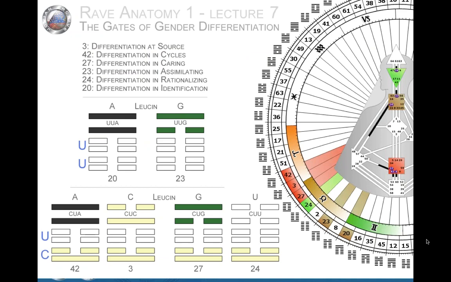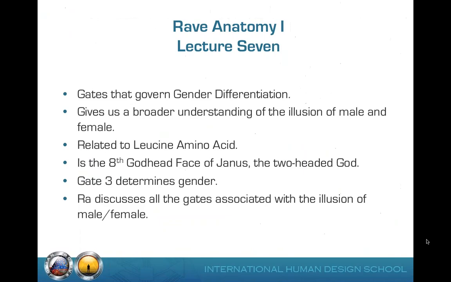but it's also the gate that is involved in gender differentiation, which is lecture 7. And gender differentiation, these are the gates that make up, or that play a role in gender differentiation. And in this lecture, Ra talks about how the 3rd gate actually establishes whether you're a male or a female. And then he goes through and talks about the differences, how he gives a broader understanding of the illusion of the male and female.